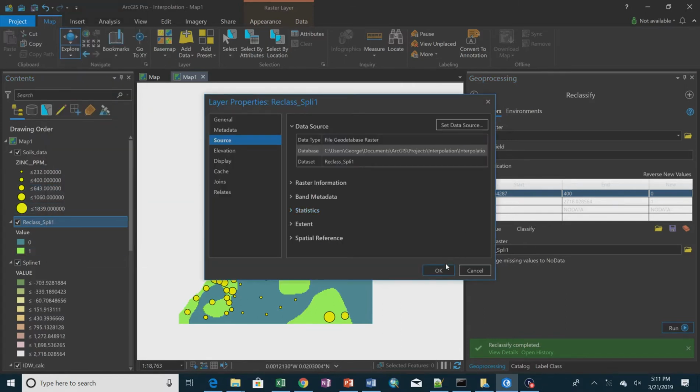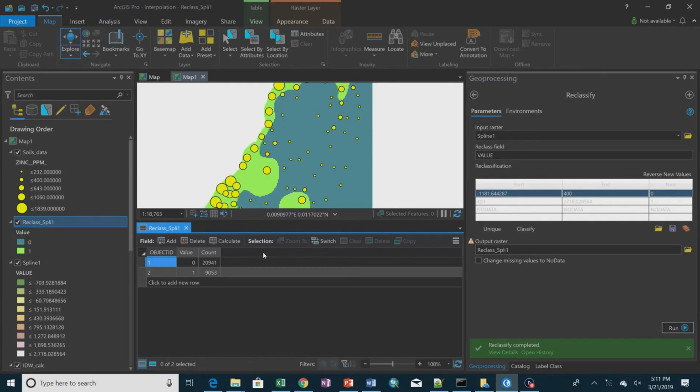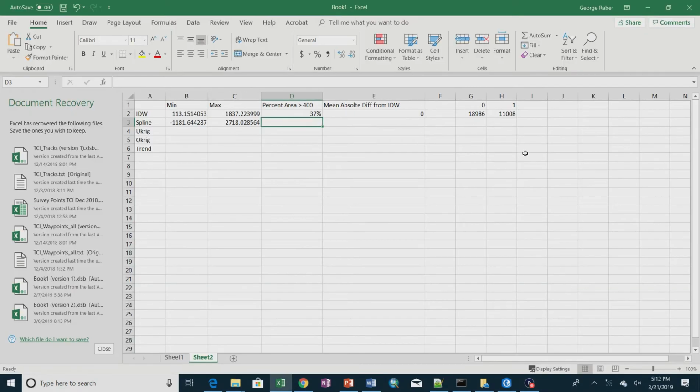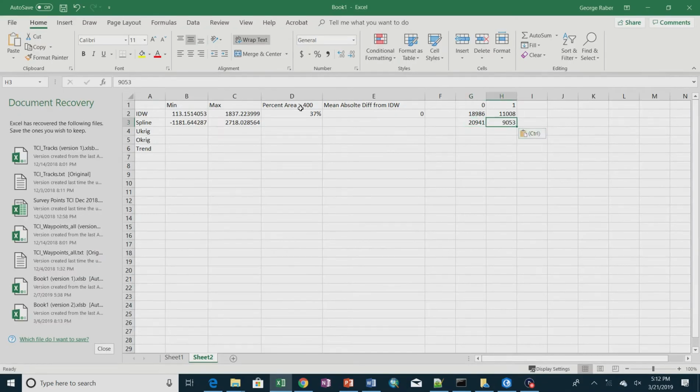So now I can look at this and say, oops, that's the wrong thing. I'm going to open the attribute table, and that's going to be that value and this value, and then I can actually just fill this down. So now only 30% of the values on my spline are above 400. The point here is to show you how different interpolation algorithms can be. Okay. So this one has 7% less values over 400 than the previous one did.